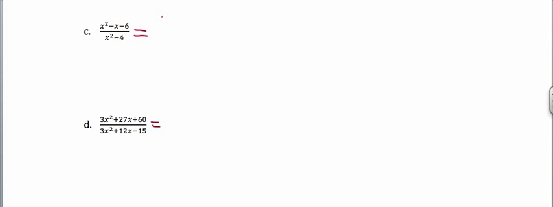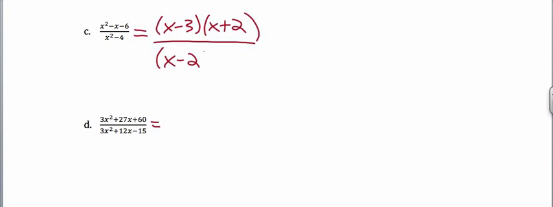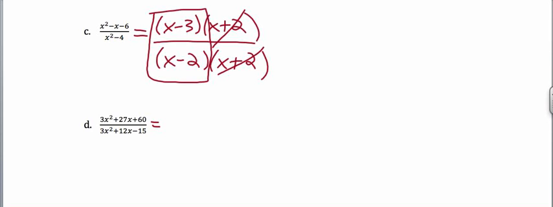All right, so my numerator factors into x minus 3 times x plus 2. My denominator, that's difference of squares. And the only things that cancel are the x plus 2's. That's what we're left with, x minus 3 over x minus 2.